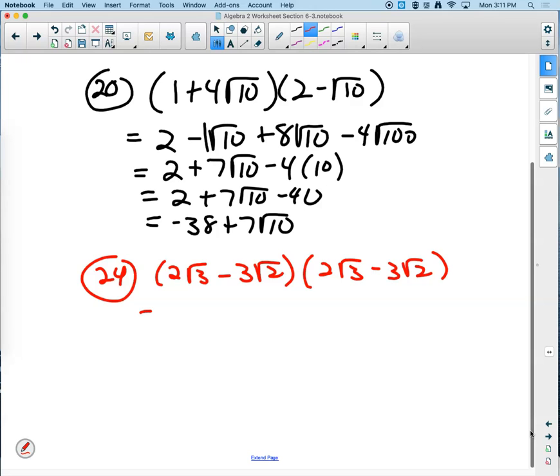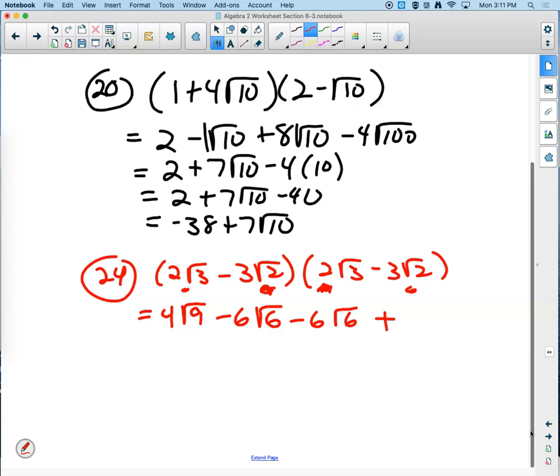Now we do first times first. 2 times 2 is 4. The square root of 3 times the square root of 3 is the square root of 9. Then we do outside times outside: minus 6 square roots of 6, because 2 times 3 is 6, and the square root of 3 times the square root of 2 is the square root of 6. Inside times inside, we'll have minus 6, because negative 3 times 2 is negative 6, and square root of 2 times the square root of 3 is the square root of 6.